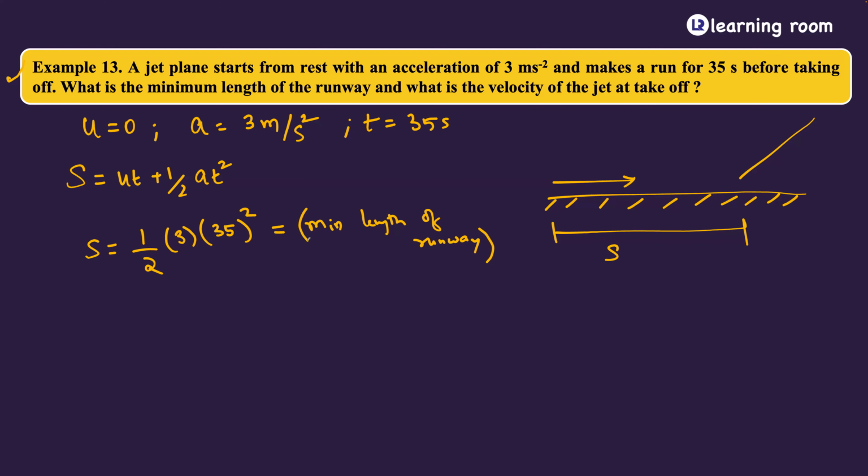Means, what is the velocity here when it started from rest? So what did you say? You apply V is equal to U plus at. U is 0, which implies V is equal to 3 into 35. Answer will be 105 meter per second. Is that clear?